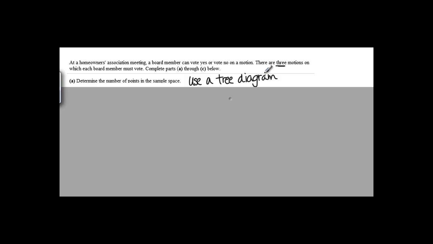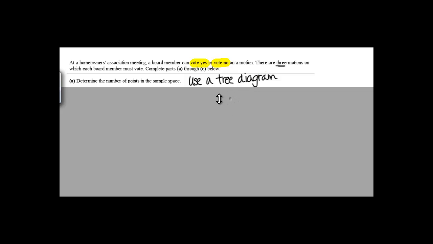So on this particular problem, it says that we have 3 motions on which to vote. So those are going to be our 3 separate events. And then also notice that the only 2 options that a board member can use would be to vote yes or no. On some problems you may have an additional option of abstaining from the vote. So you would have 3 different options.